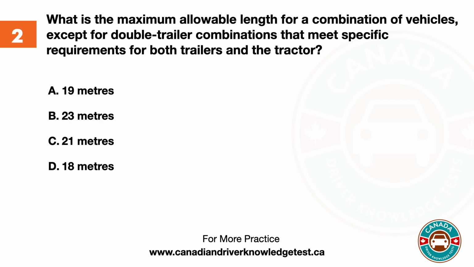Question 2. What is the maximum allowable length for a combination of vehicles, except for double-trailer combinations that meet specific requirements for both trailers and the tractor? A. 19 meters. B. 23 meters. C. 21 meters. D. 18 meters. The answer is B. 23 meters.